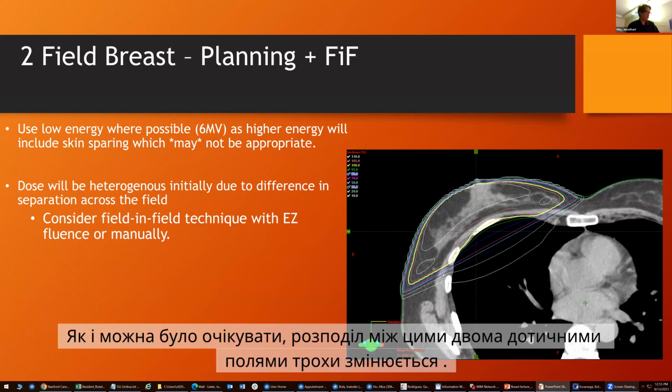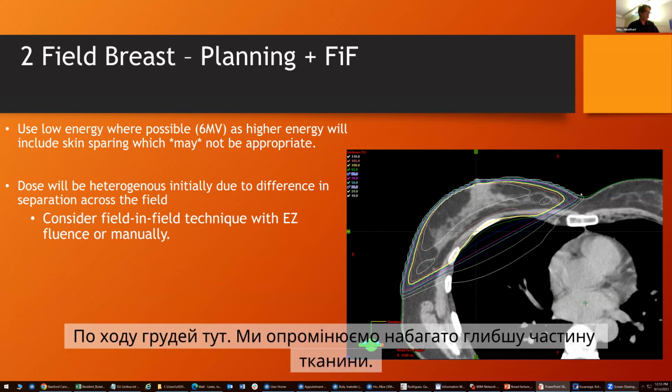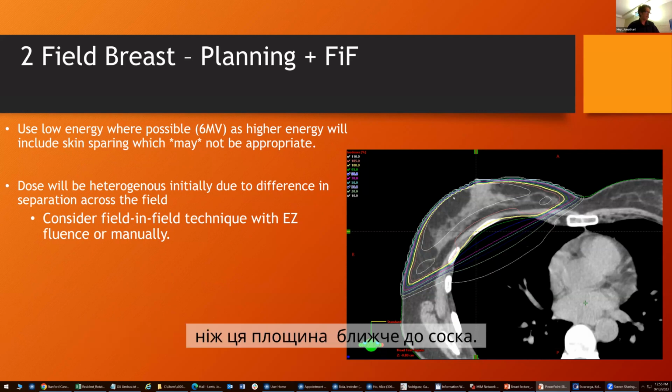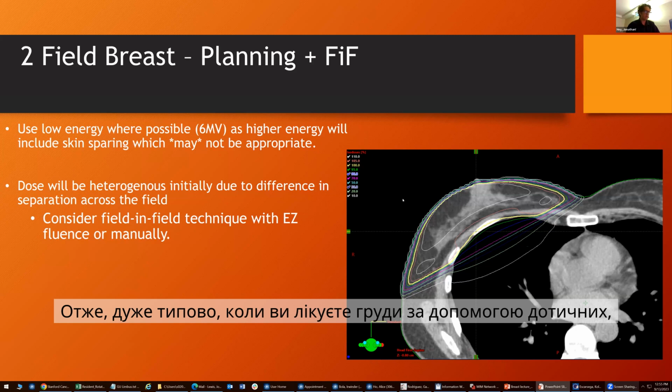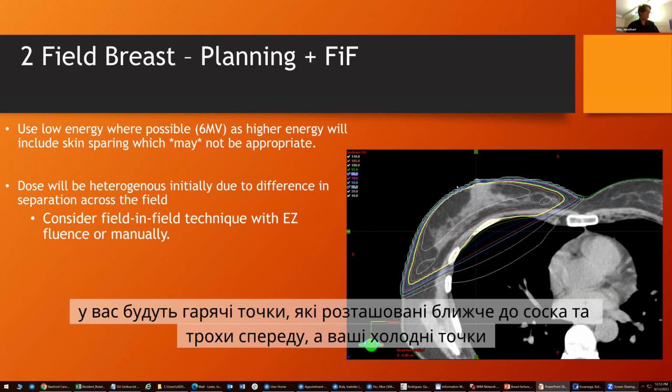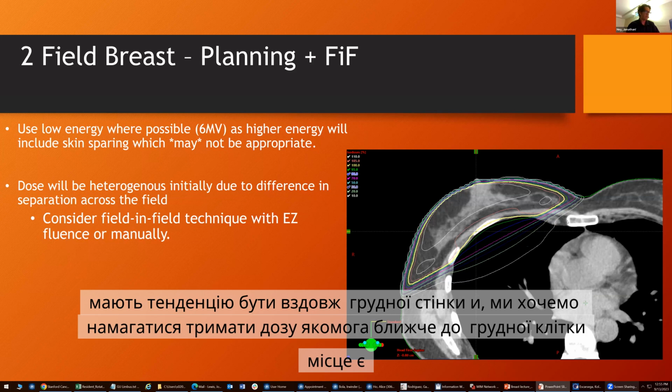As you might expect, the separation across these two tangential fields changes quite a bit over the course of the breast. Here we're treating through a much deeper part of the tissue than that same plane is treating here closer to the nipple. So very typically when you're treating breast using tangents, you're going to have hot spots which are closer to the nipple and a little more anterior, and your cold spot is going to tend to be along the chest wall.